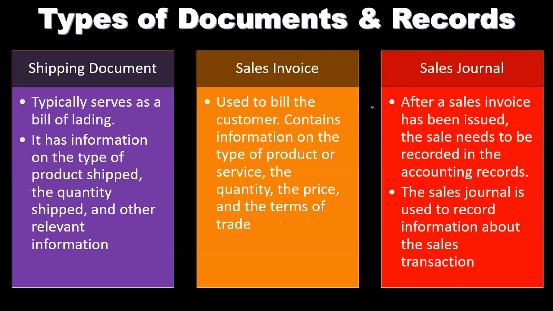After a sales invoice has been issued, the sales need to be recorded in the accounting records. The sales journal is used to record information about the sales transactions. So the sales journal will be a specialized journal that's just going to show basically the sales type of reports. This might be a report that we'll have to print out. If we're using accounting software, we might have to ask for basically a sales journal, a sales report.